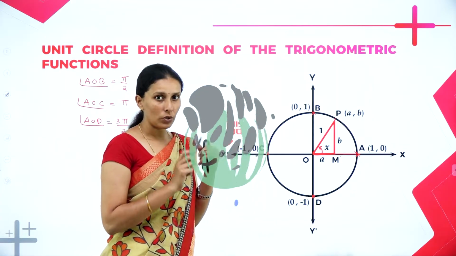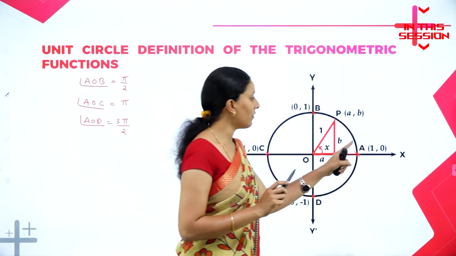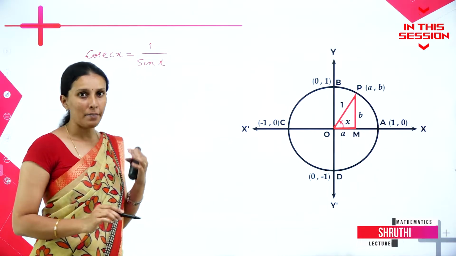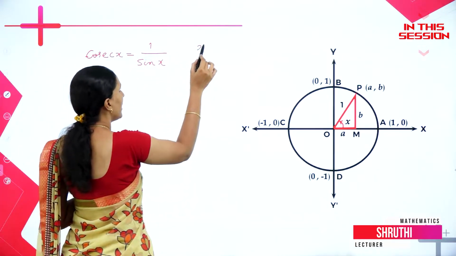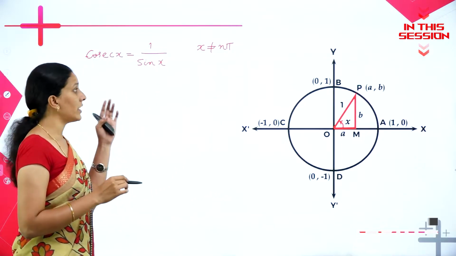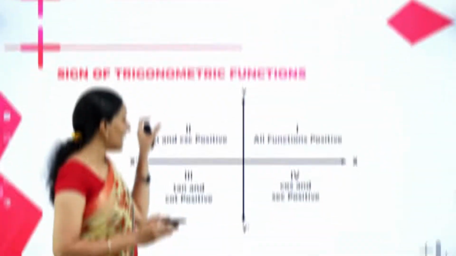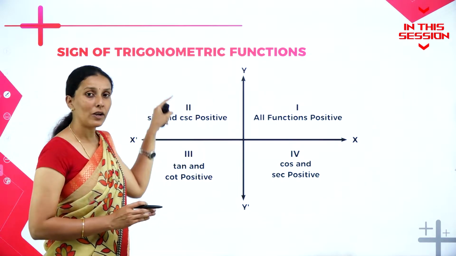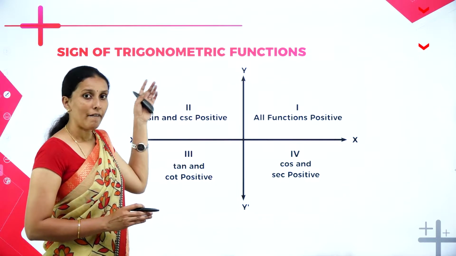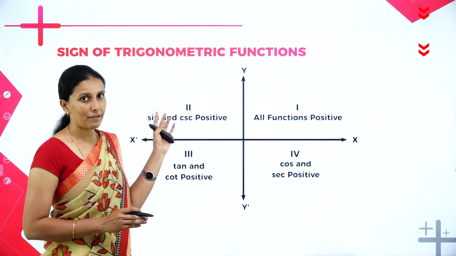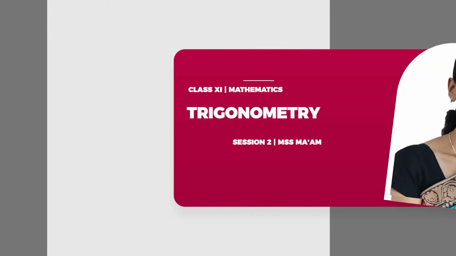Every point on the unit circle can be defined in the form of cos and sine. Sin x becomes 0 for n pi values. So therefore here x is not equal to n pi. So this is the condition of cosecant x under unit circle. In the second quadrant, only sine and cosecant are positive because the value of b is positive and the value of a is negative. Since a is negative, all other remaining functions are negative.